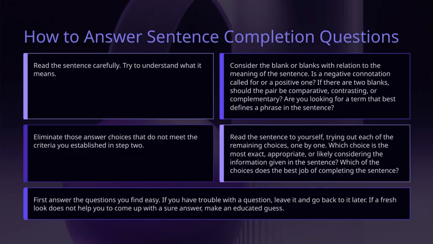Finally, read the sentence again, trying out each remaining choice one by one. Ask yourself which option is most exact, most appropriate, or most likely based on the context. The key is to determine which choice does the best job of completing the sentence in a way that makes the most sense overall. This process helps you choose the most accurate answer confidently.